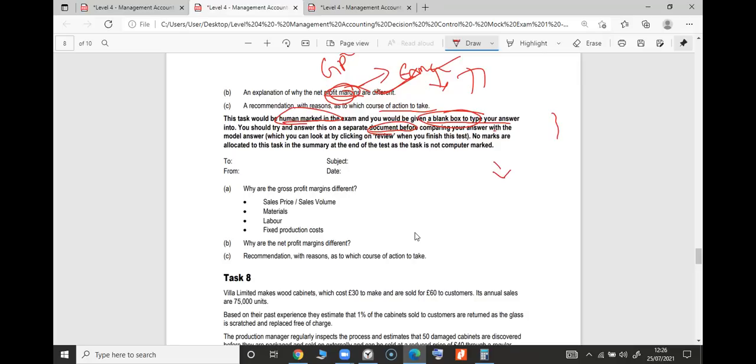They're telling you to write your own answer. That's what we're going to do now. Write your own answer. We're going to test your knowledge, then check the model answer from the book, which you could look at in the clean review. No marks are allocated for this task in the summary, because it's human marked.